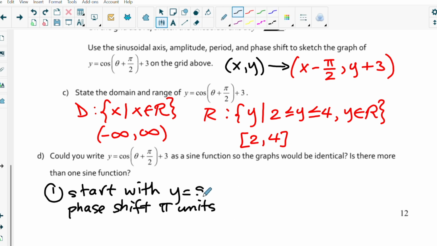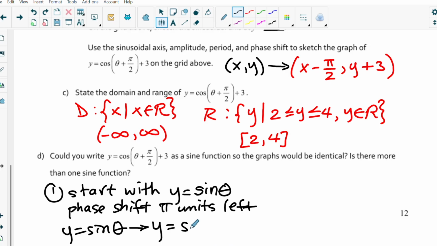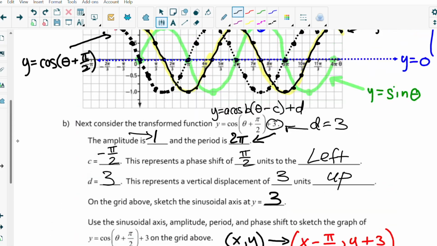Sorry about that, folks. y equals sine of theta, phase shift pi units to the left. So that's y equals sine of theta transforms to y equals sine of theta plus pi. That's my phase shift left.